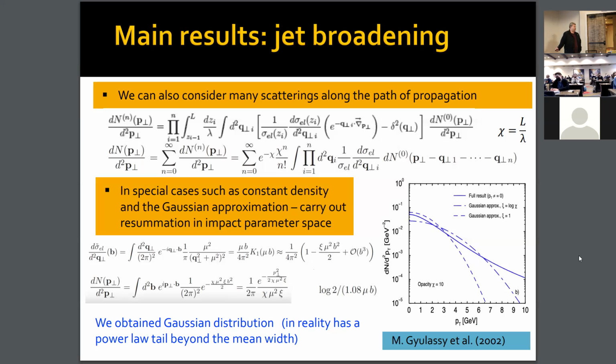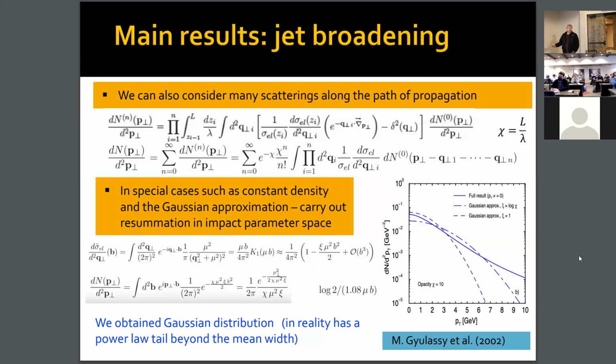So here is the comparison. This is the full solution to this equation. And you see that it starts as a Gaussian, but quickly develops power law tails. And the Gaussian approximation is good only at relatively small transverse momenta. You can expand it by choosing a finite value for this parameter chi, but in principle, this is what you can do numerically.